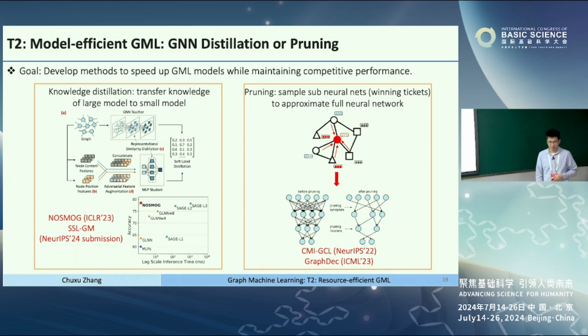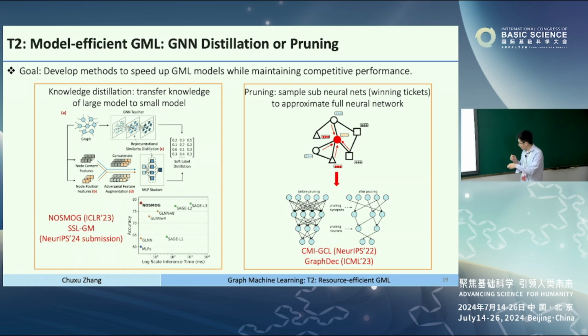Another technique to speed up graph machine learning model training and inference is graph neural network pruning. The idea of pruning is that not all parameters in the graph neural network are necessary, right? We find that we only need to sample or identify a sub-graph neural network, called a graph neural network winning ticket, to approximate the capability of the full graph neural network, by doing neural network pruning.